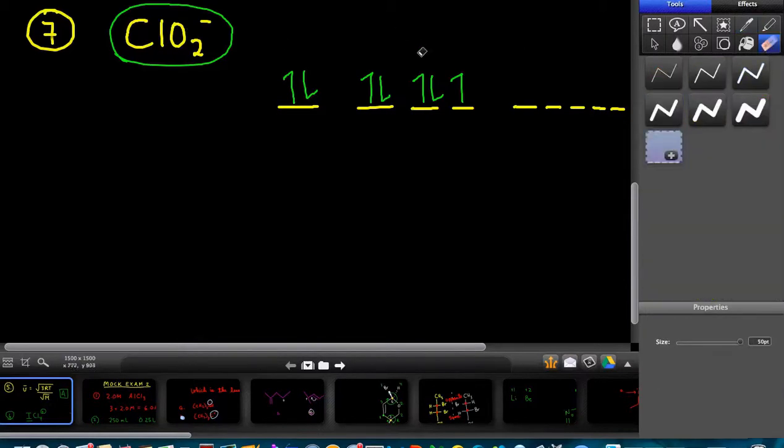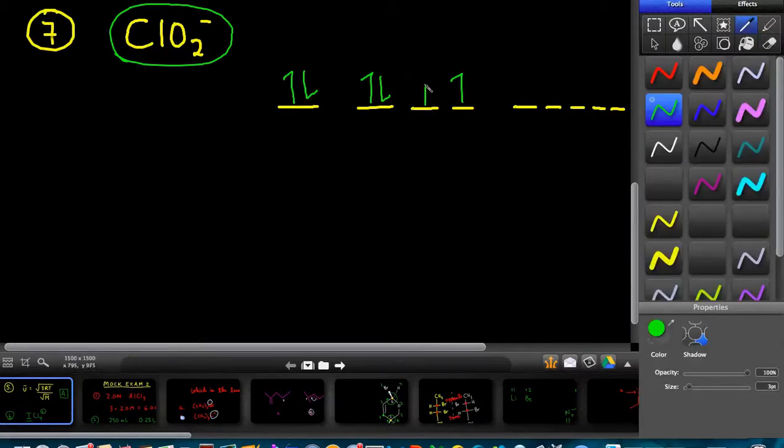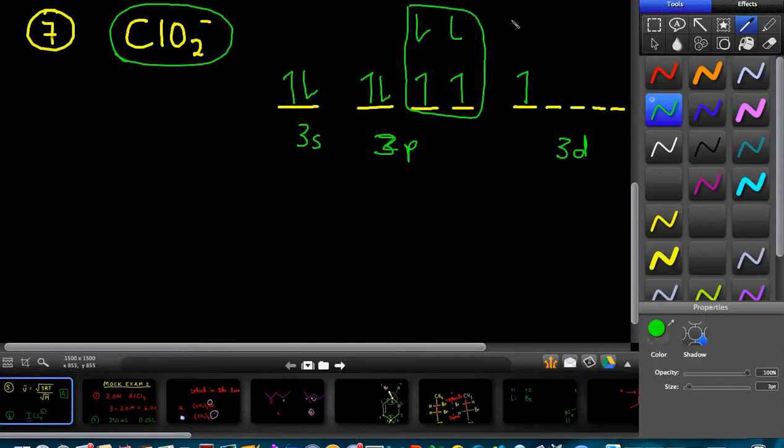So what we're going to do is hybridize one of these electrons, which means we're going to promote it from the 3p to the 3d. Now I can make 3 bonds. I'll have 1 double bond with an oxygen, and I'll have 1 single bond with an oxygen, which will have a minus charge.